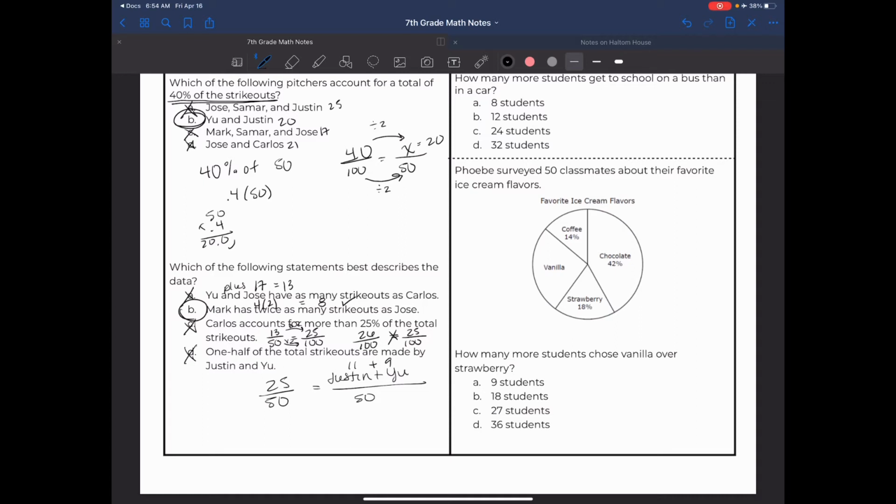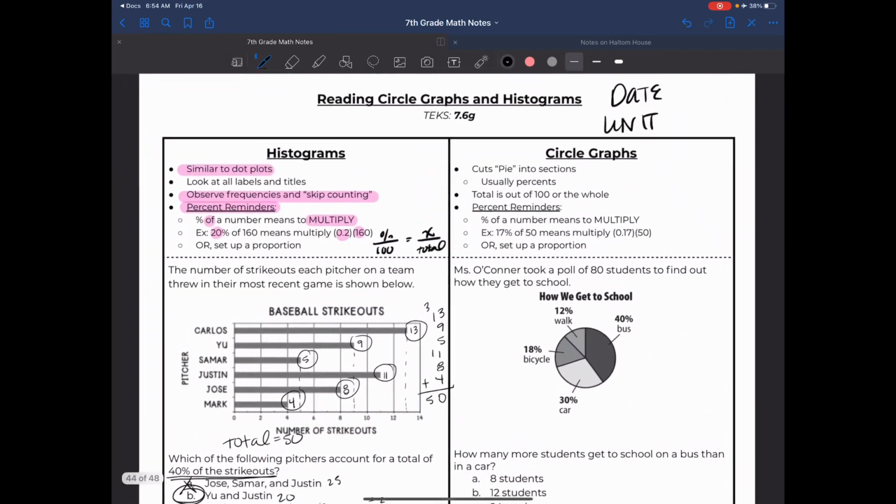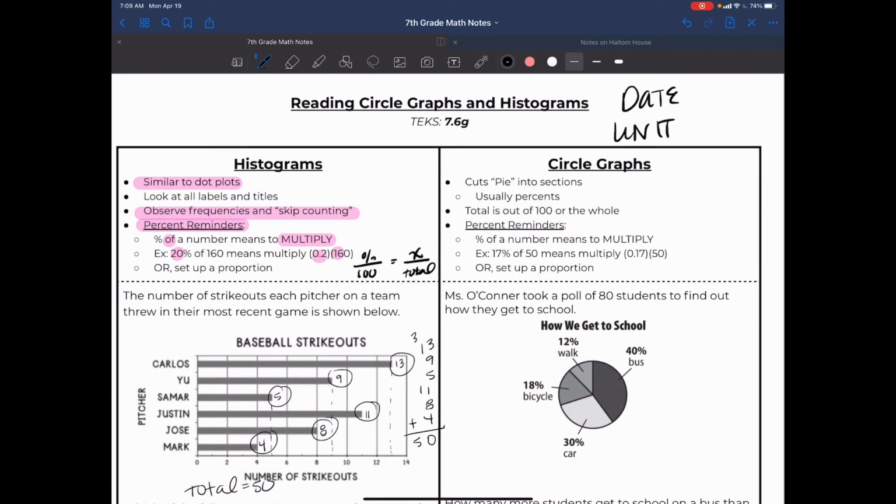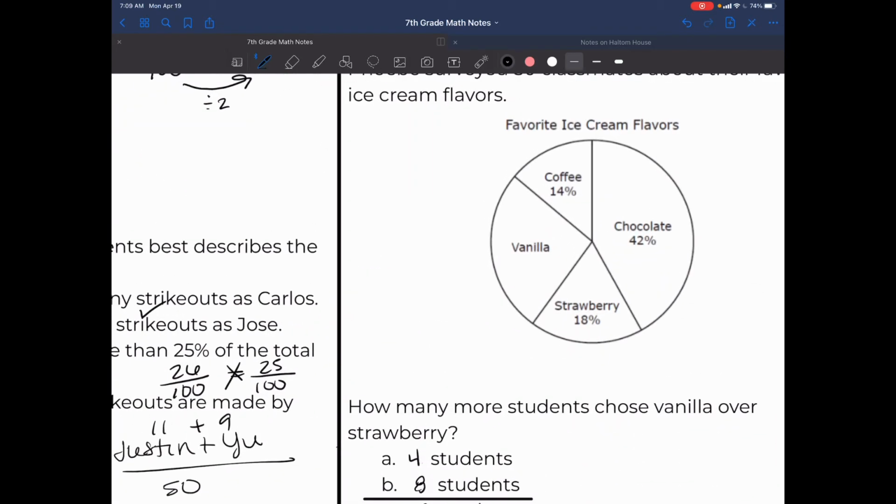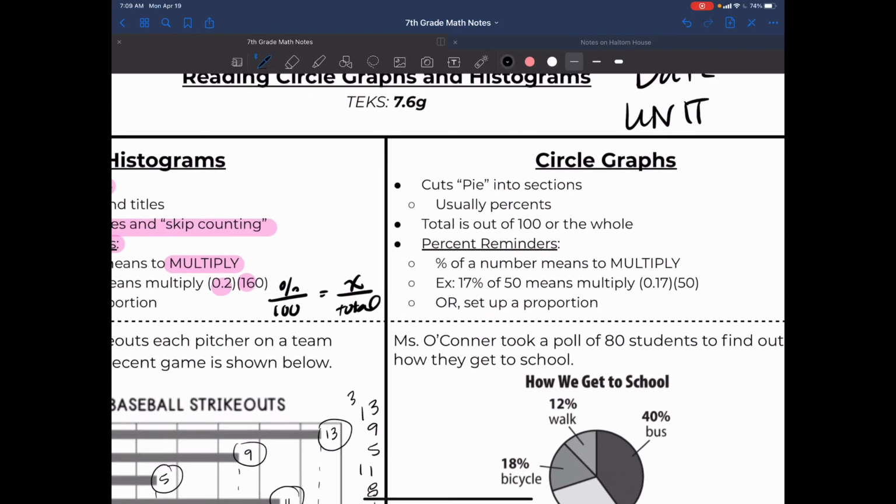I hope you understand. Because now we're going to do that same logic to circle graphs. So in regards to circle graphs, they're actually pretty similar to, I guess, all other graphs. You'll have a title. Everything will be labeled. You might even have some missing information, like down here, I'm missing the amount of vanilla. But when it comes to circle graphs, because the total is out of 100 or the whole, we can easily find any sort of missing information. Okay, so circle graphs are cut into sections, like pie type sections.